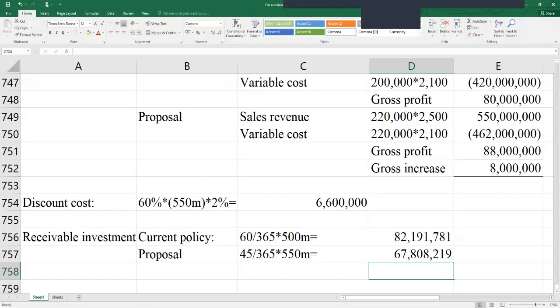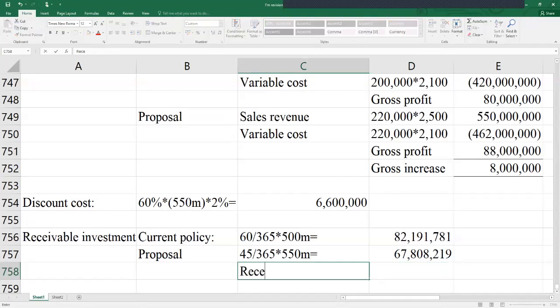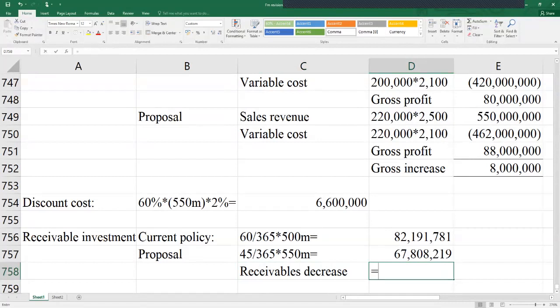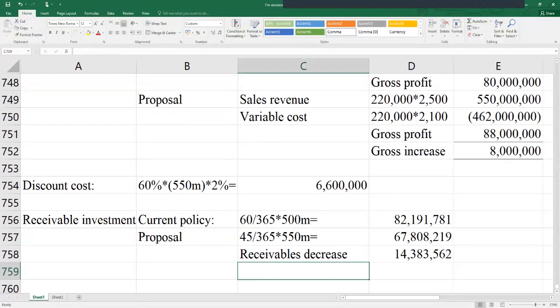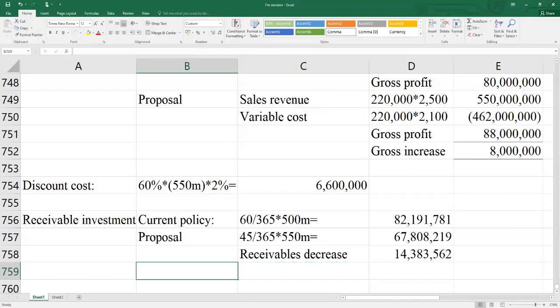Okay. Therefore, it goes from 82 to 67. Therefore, there's a decrease. Therefore, you can say this was a decrease. It will be equal to 82 minus 67, and you get 14,382, to be careful. Therefore, the decrease in the company's investment in the receivable. Since this investment is decreasing, what does it mean? It means you save money because you'll be borrowing less money. So interest cost saving.